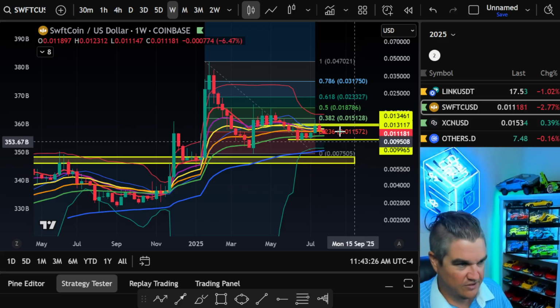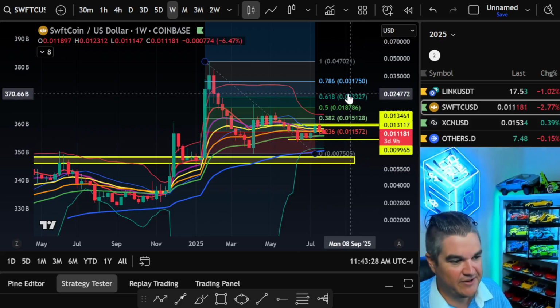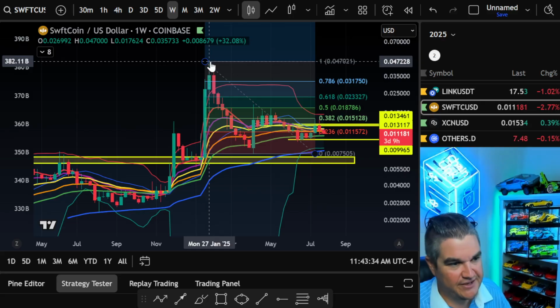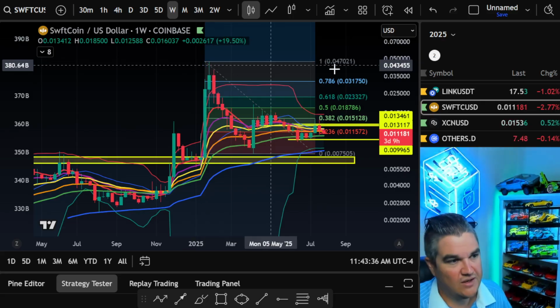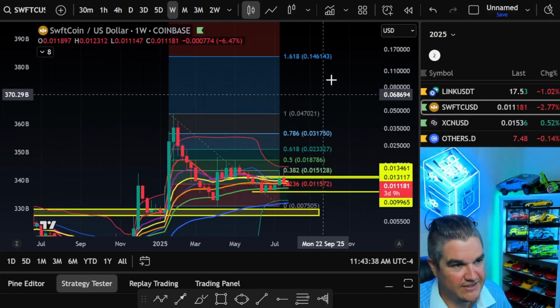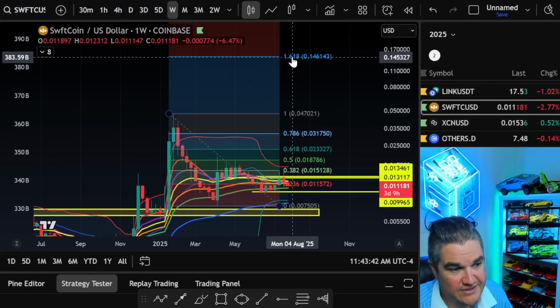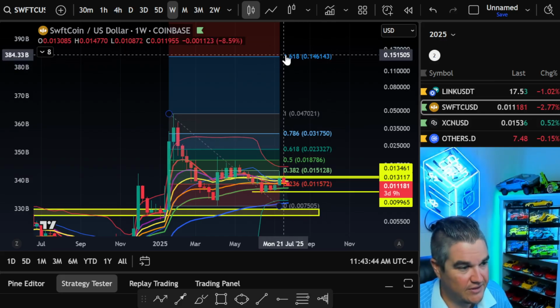Who cares, right? I think the end game here could easily see 500 million, right? That gets us back up in this area. $1 billion market cap, right? That takes us up to the 10-cent area, and that's still definitely on the cards, at least for now.